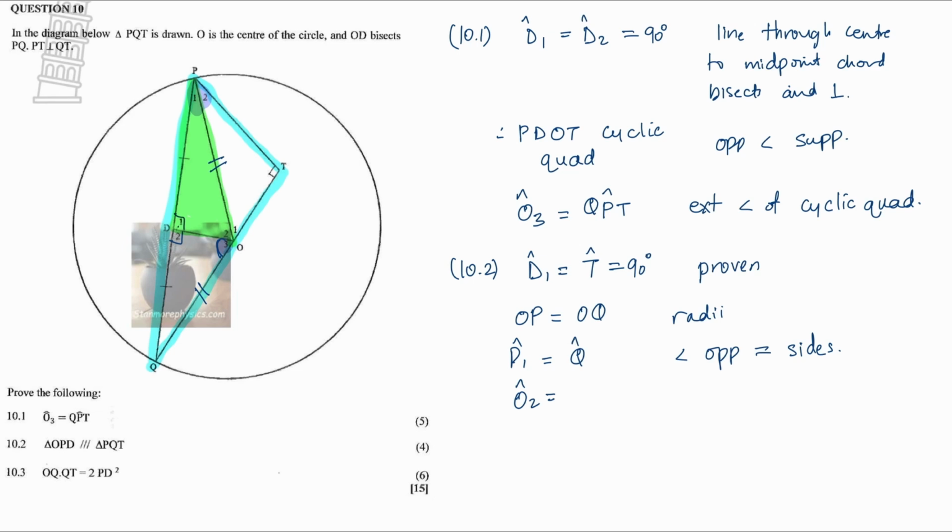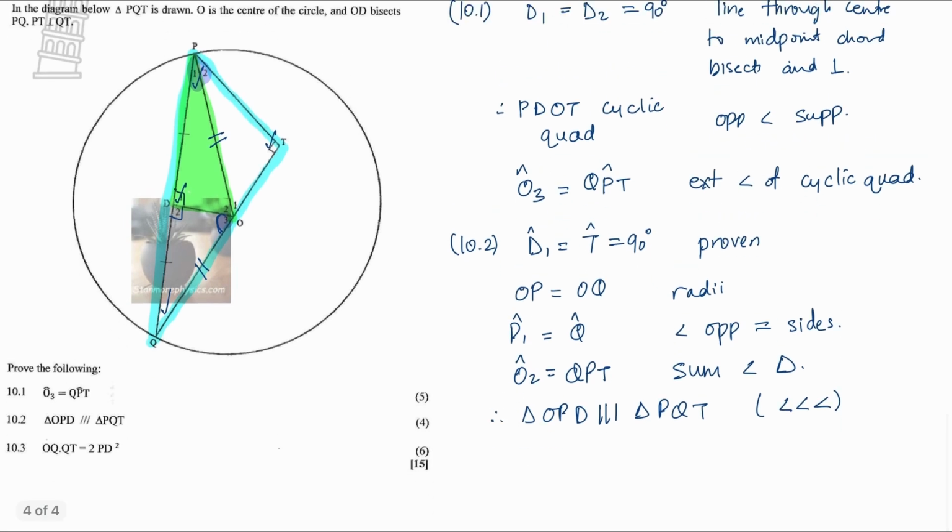No, QPT, that's not P1. Let's go back. D1, so that's done, that's done. P1 is equal to that. Then that means, yeah, O2 is equal to QPT. Sum of angles in a triangle. And therefore we can say that triangle OPD is similar to triangle PQT. And the reason is angle, angle, angle.